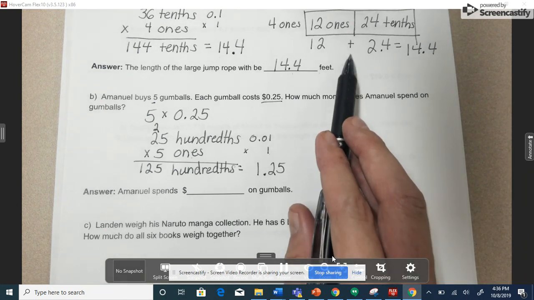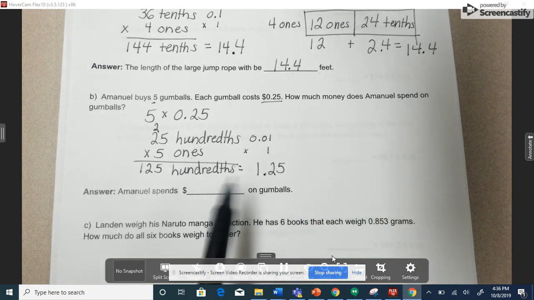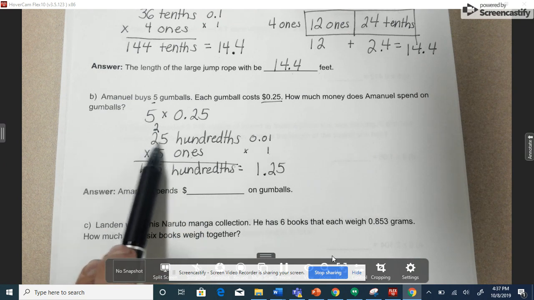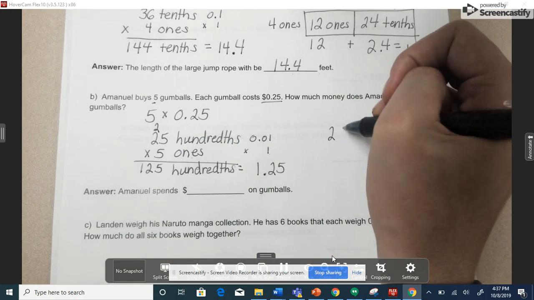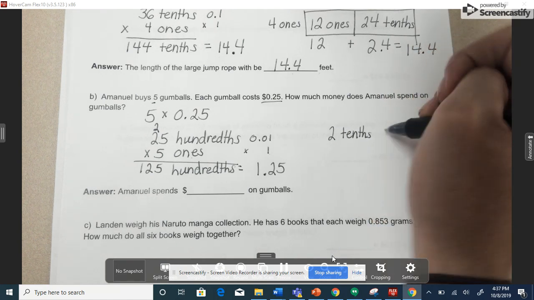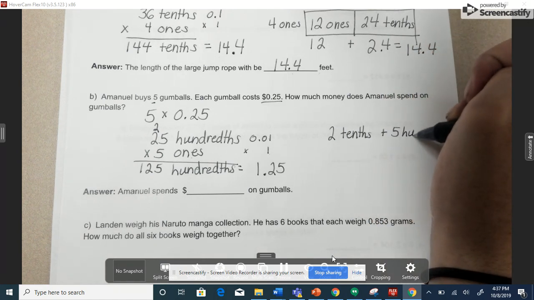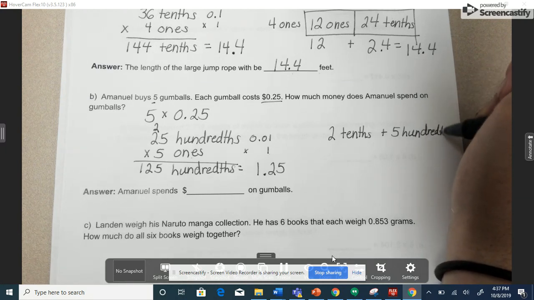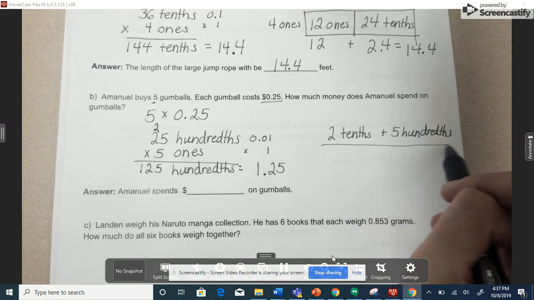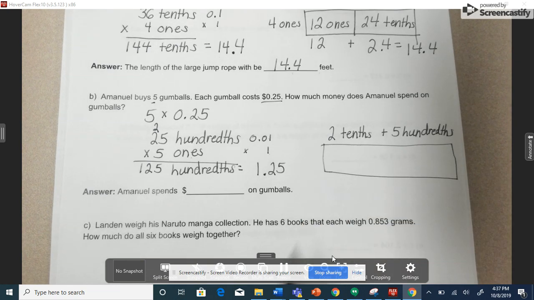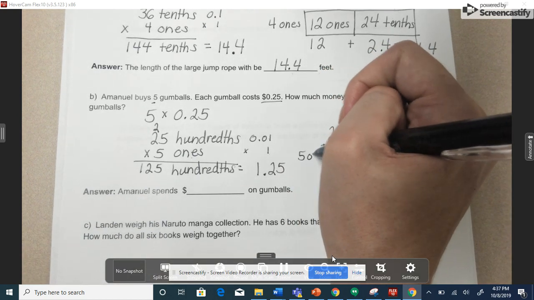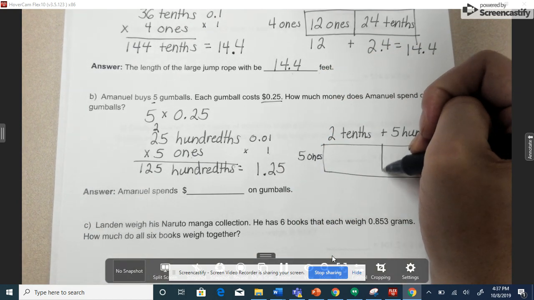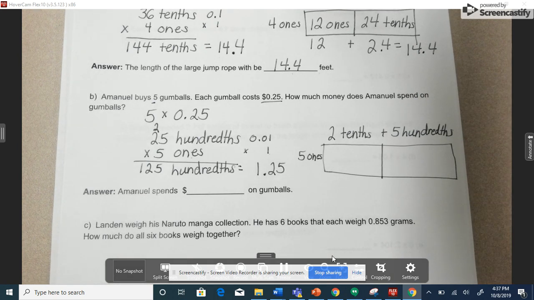Now let's try using the area model like we did up here. We're going to start by taking our number that has the most digits. I'm sorry, it's not always the larger number. And we're going to expand this as far as it goes. So we see that we have 2 tenths plus 5 hundredths. Draw my rectangle. And we're multiplying it by 5 ones. Draw a line where that addition sign is to separate the 2 boxes.